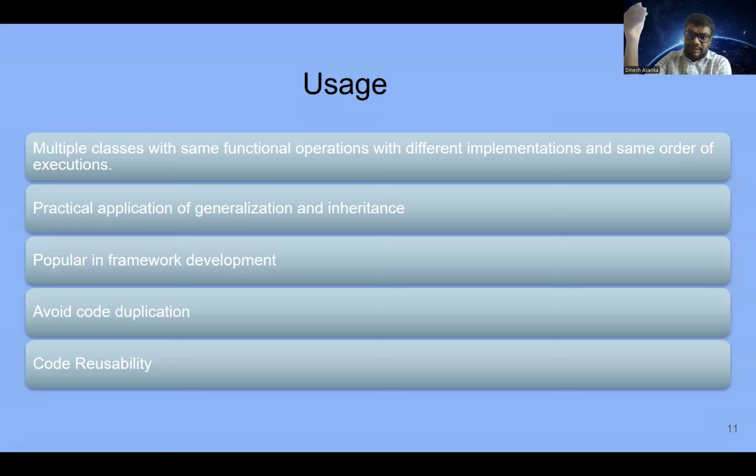If you look at it, the calculation steps are generalized for all subclasses. But how you calculate it differs from one class to the other. That's where you inherit and override it. This is very popular in framework development. As you know, in a framework you have steps. You have to do this, that, and the other. So by doing this, you avoid code duplication.